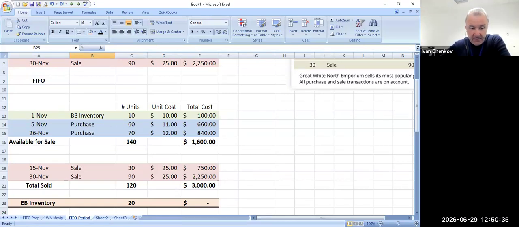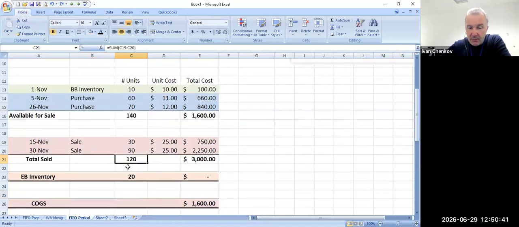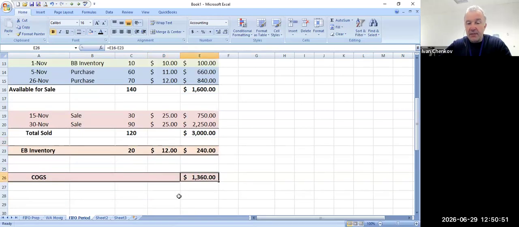for first in, first out on the periodic, we're going to get the beginning balance, the purchases, and the sales as a number of units. We're going to come up with the cost from the last units left in our inventory, which will be at 12 from the very last purchase. And we're going to get cost of goods sold manually. Done. We're done with this.